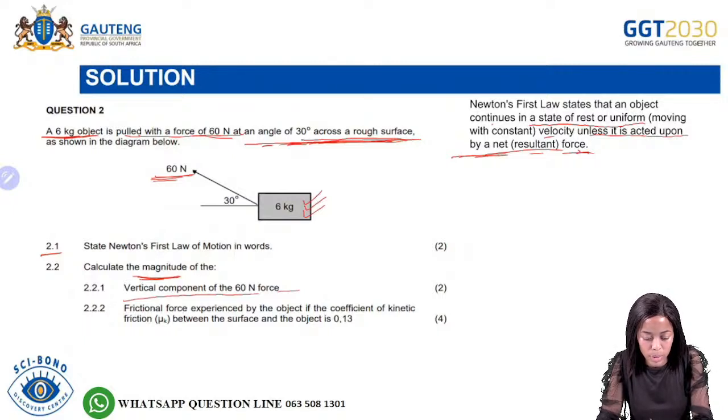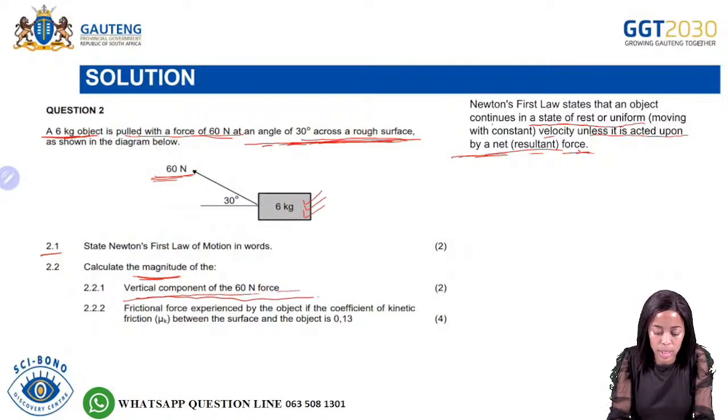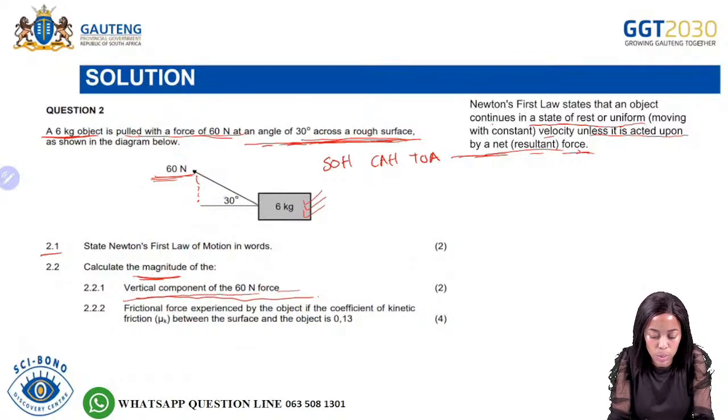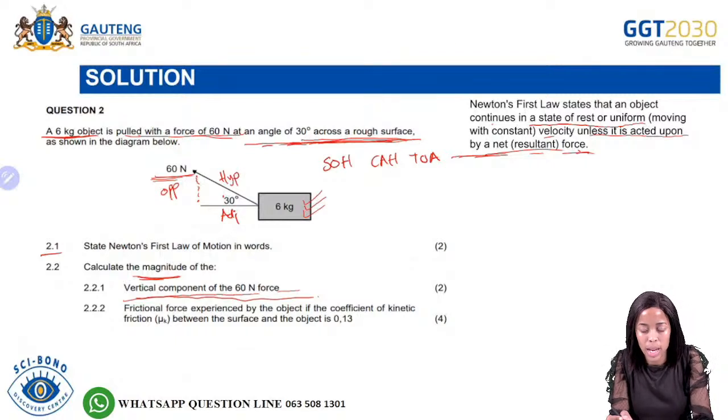So we were busy with 2.2, and it says you need to calculate the magnitude of the vertical component of the 60 Newton force. So what is it that you are going to do? The vertical component is your y-axis. Okay, so it means that you can use what? Your SOH CAH TOA, vertical component. So if we are focusing on the vertical component, the side opposite to the angle is our opposite, and then this one represents the adjacent, this one will represent your hypotenuse.